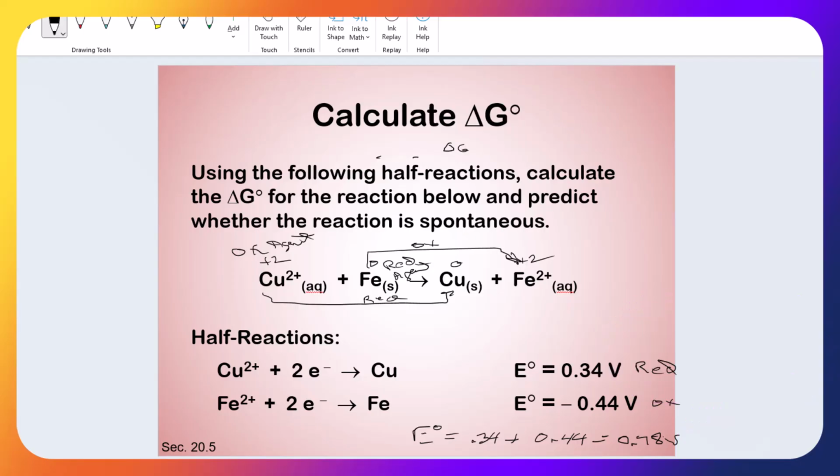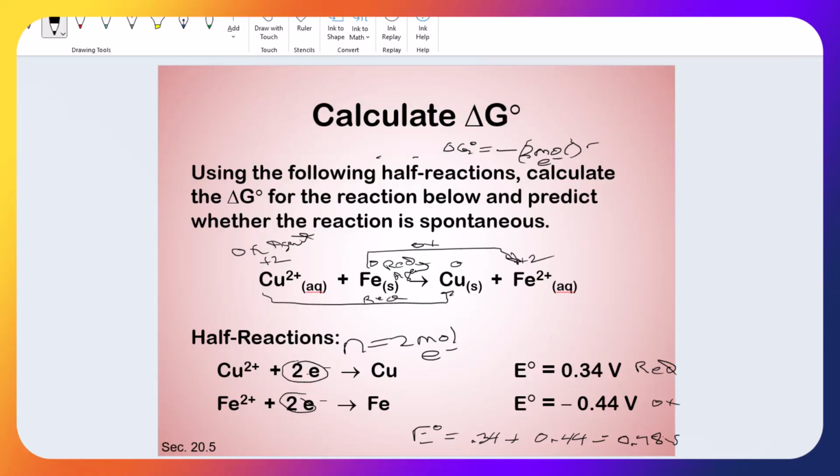Delta G naught is equal to minus N, the number of electrons transferred, since the number of electrons being gained and the number of electrons being lost is the same in the half reactions. I've had students think that you needed to multiply 2 times 2. You don't. It's 2 electrons. So if these two numbers are the same, then N is equal to 2 moles of electrons. So that's what we're going to have up here: 2 moles of electrons.